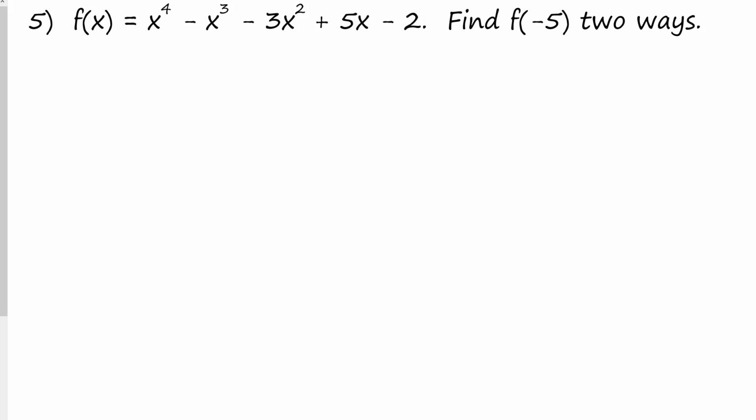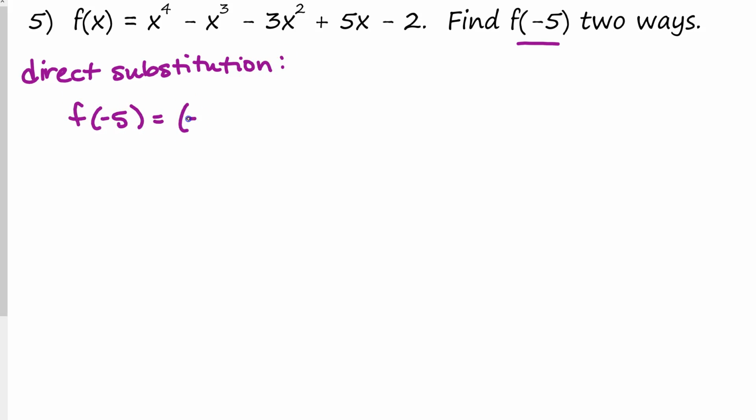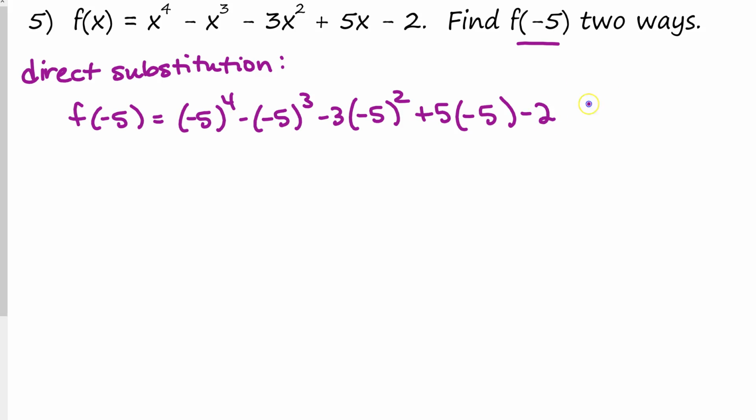Okay, so let's wrap it up with this. Here's a function. We're going to find the function value f of negative 5. That means the y coordinate of the point. The way you used to do it was just called direct substitution. You can still do it this way. There's nothing wrong with it. Direct substitution is where you just plug in the number. F of negative 5 would be negative 5 to the 4th power minus negative 5 to the 3rd power minus 3 times negative 5 squared plus 5 times negative 5 minus 2. And hopefully you're going to grab your calculator for that. I get 648 for that. I hope I did that right. It says do it 2 ways.